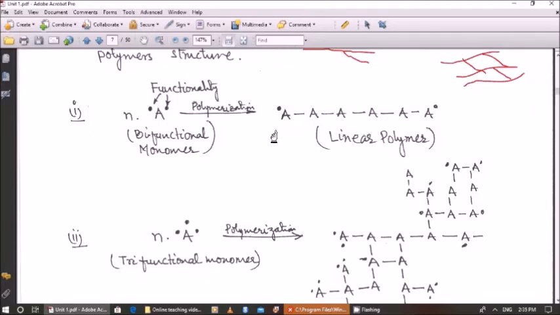It's like that a group of person making a human chain. Everyone is having two hands, so one person can hold the hand of another one. So in the same way, the monomers having functionality 2, you can assume functionality as two hands. So if a person is having two hands, it will form a linear human chain, and if a monomer is having functionality 2, it will form a polymer having a linear chain.